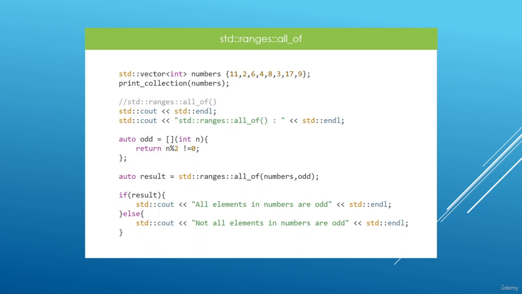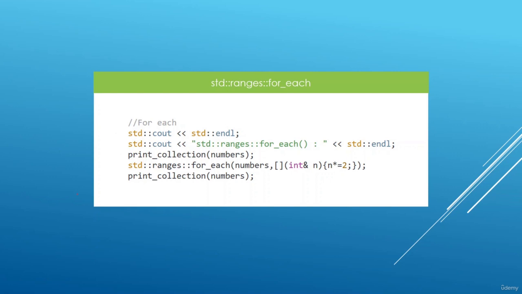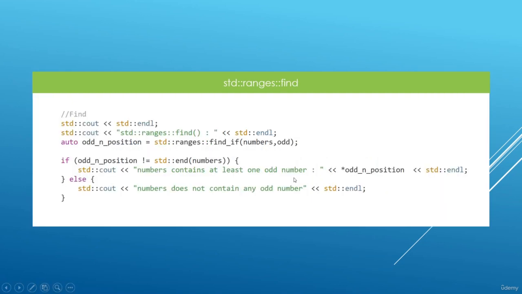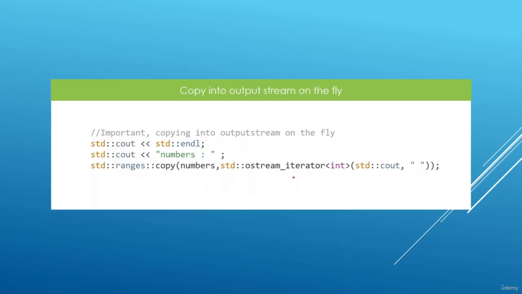We also have another example here that works on the ranges all of algorithm, which is going to be working on a full range. This is the example here. And we have seen a bunch of these examples. This is the for each algorithm, which works on a range. Again, notice that it is living in the std ranges namespace. Here is the sorting algorithm, which is going to be working on a range as well. You can see that right here. We have the find algorithm. We can even use the copy algorithm and copy into an output stream iterator, just like you see here. Again, this is going to be working on a range.